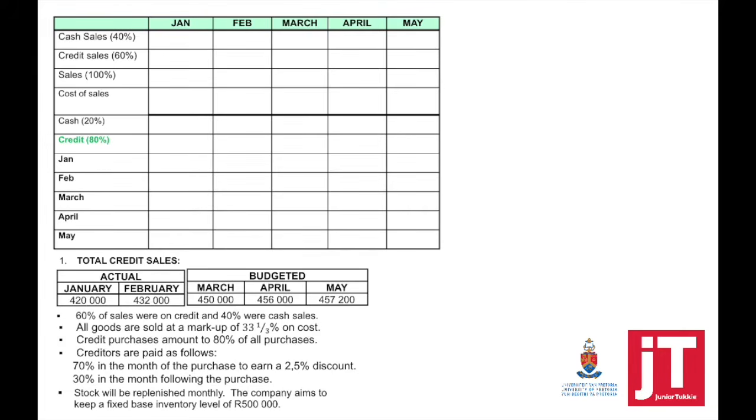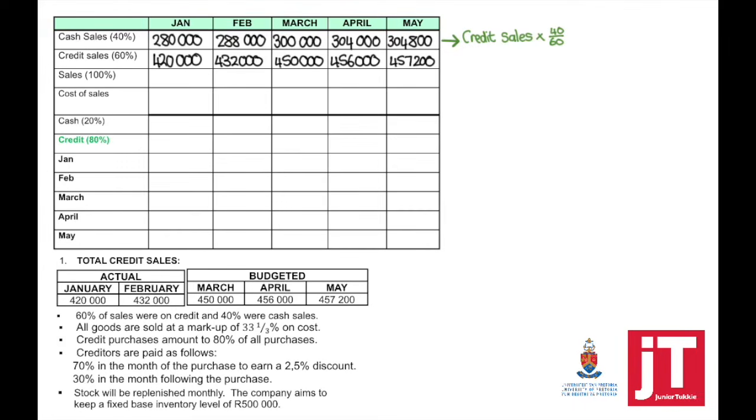So where do we start now? I need to know what is the cost of sales. But the cost of sales is calculated on your total sales, and they've provided us with the credit sales. So I'm going to start by filling in what is the total credit sales. Now, just for calculations, for enrichment purposes, if I want to find out the cash sales, we will take the credit sales times 40 divided by 60. And that equals the cash sales.